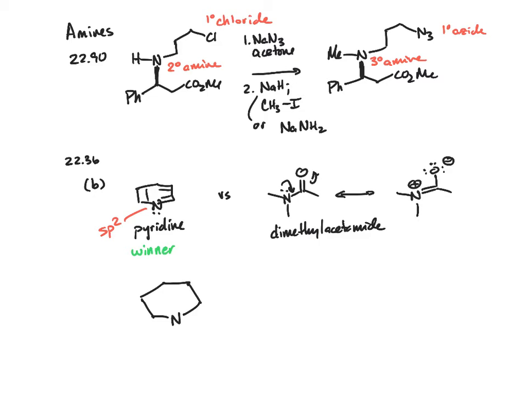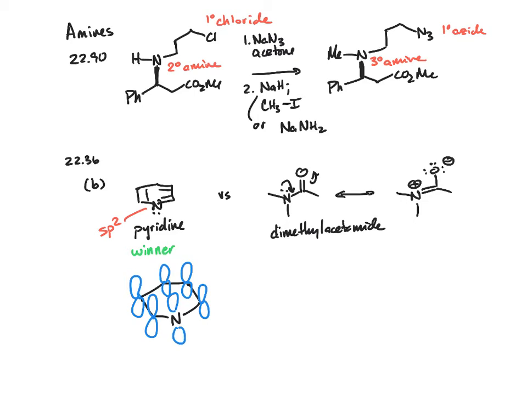So instead of drawing the line as a double bond, I'm actually going to put the p orbitals in. So we have a p orbital on nitrogen, and then this adjacent carbon. Then we have the next set, and then the last set. So those are the p orbitals that make up those double bonds.